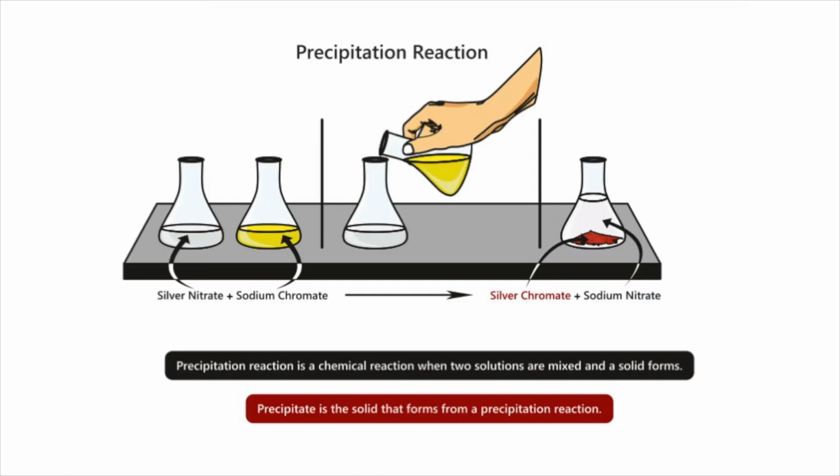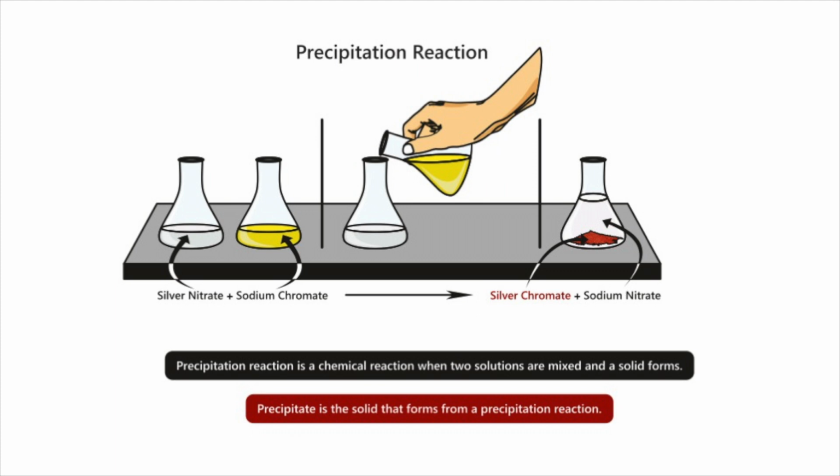So now let's recap what we mean by the term precipitation reaction. A precipitation reaction is a chemical reaction when two solutions are mixed and an insoluble solid forms. And a precipitate is this insoluble solid that forms from a precipitation reaction.